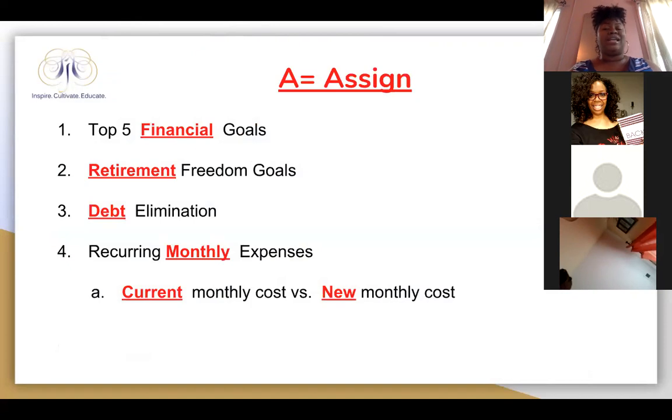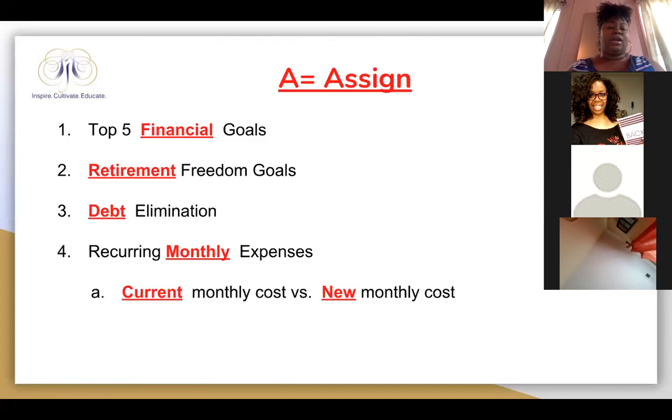So the first part is the assign. So number one, you're going to assign your money's different tasks. So the first task is the top 5 financial goals. The second is your retirement freedom goals. The third is your debt elimination. And 4, your recurring monthly expenses. Now, within the Cashflow Strategist, they have the current monthly costs versus the new monthly costs. And I'll be talking about that once we get to that part.